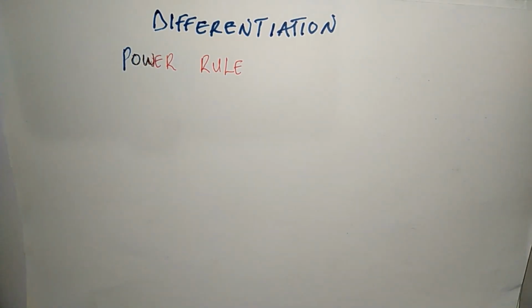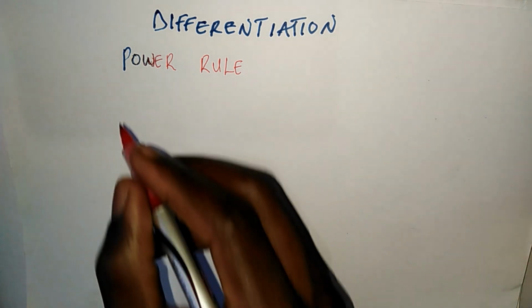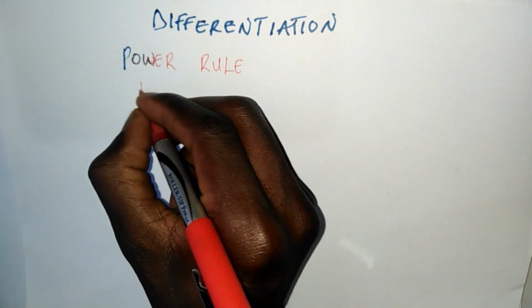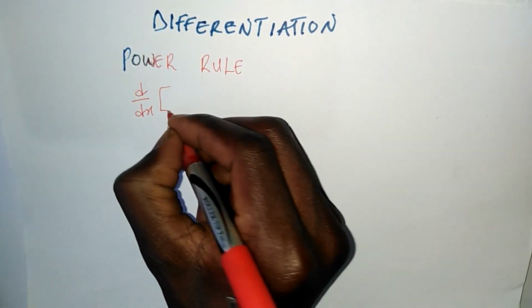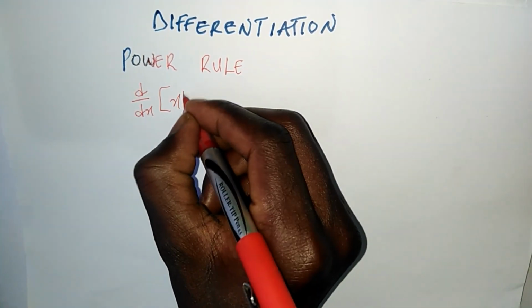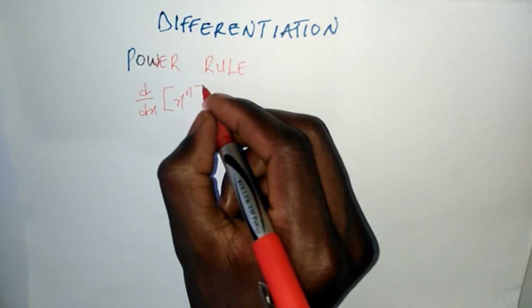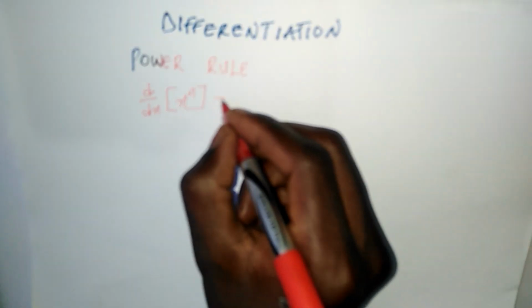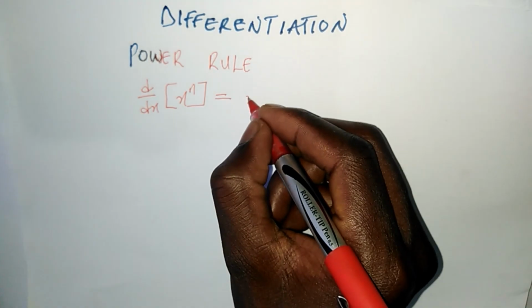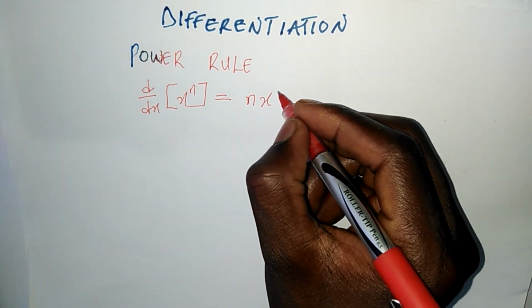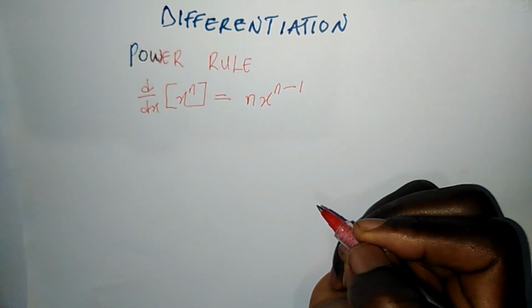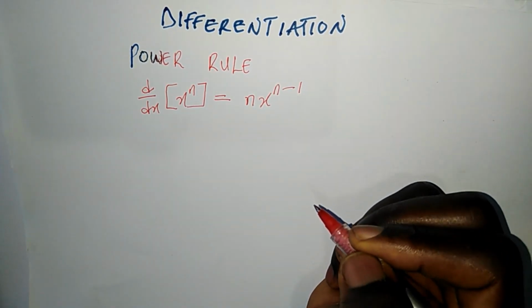Now, if you are asked to find the derivative of a particular function and you are using the power rule to find that derivative, in the power rule we have a formula: d over dx of x raised to power n. When you want to find the derivative, you bring down n times x raised to n minus 1. This is how to find the derivative of this particular function.